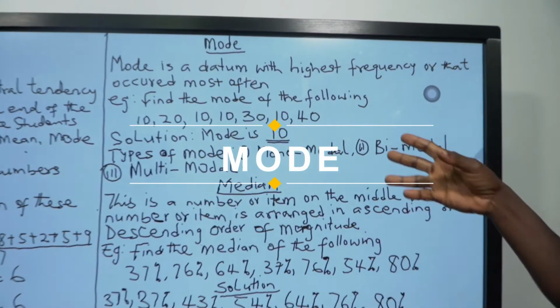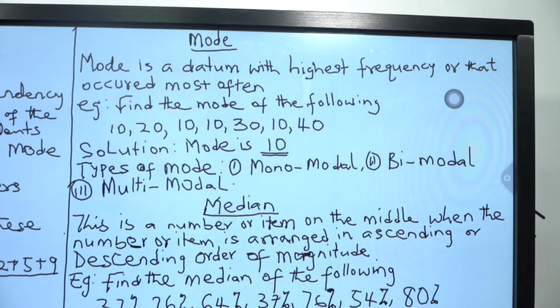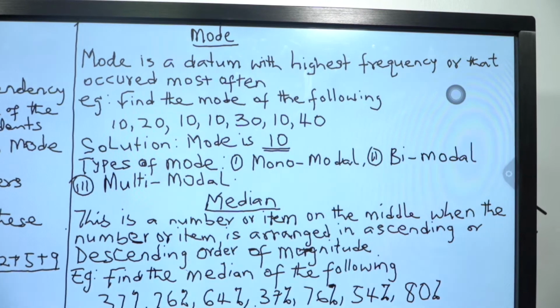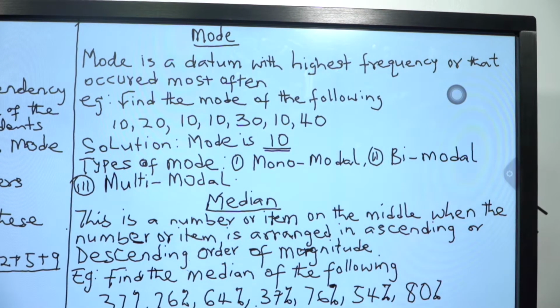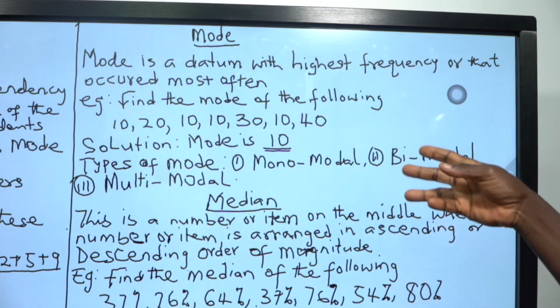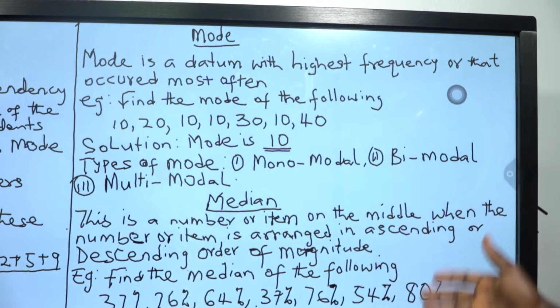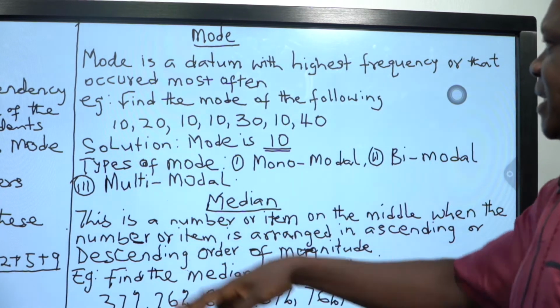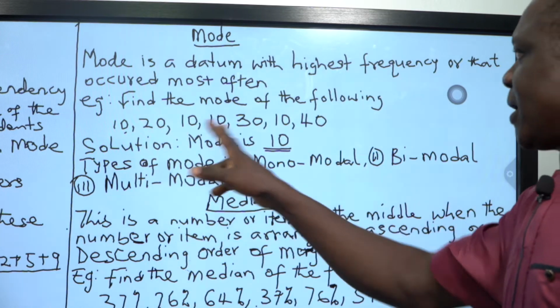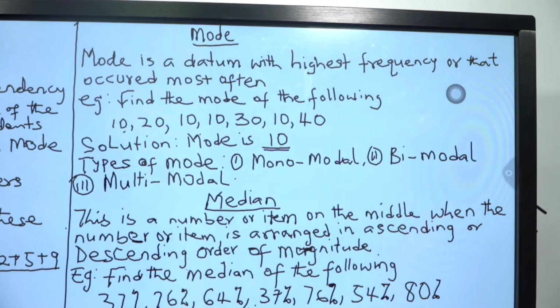The second one is the mode. A mode is the datum with the highest frequency, or that occurred most often. What do we mean by the highest frequency? Frequency is just the number of times a particular number or item occurred. I use the word item here because a drawing or pictures of any material can be given, and they may ask you the mode. The mode is the one that occurred more than every other number. As you can see in the example here, find the mode of the following: 10, 20, 10, 10, 30, 10, 40. If you look at the numbers, 10 appeared more than every other number. 10 appeared 1, 2, 3, 4 times, but all other numbers appeared once. That's why we say that the mode is what?